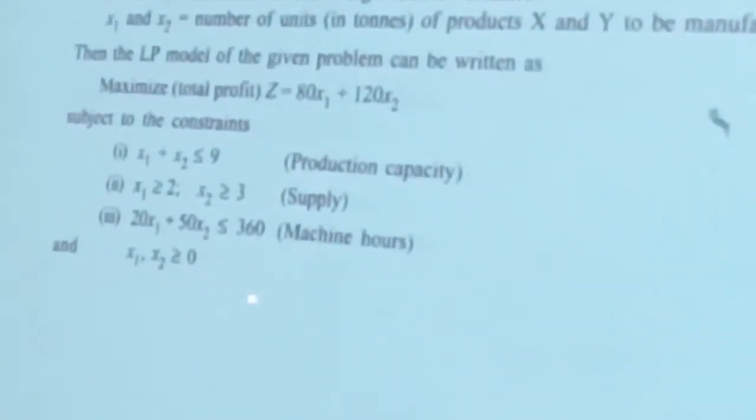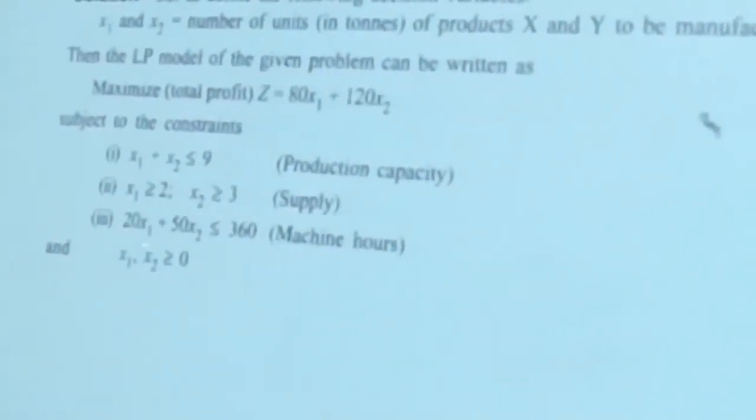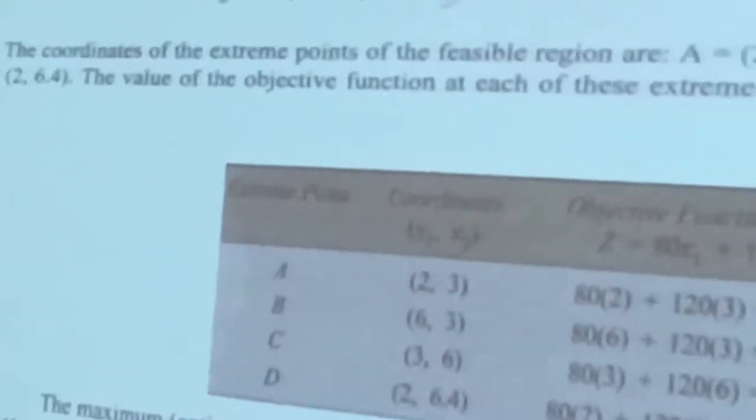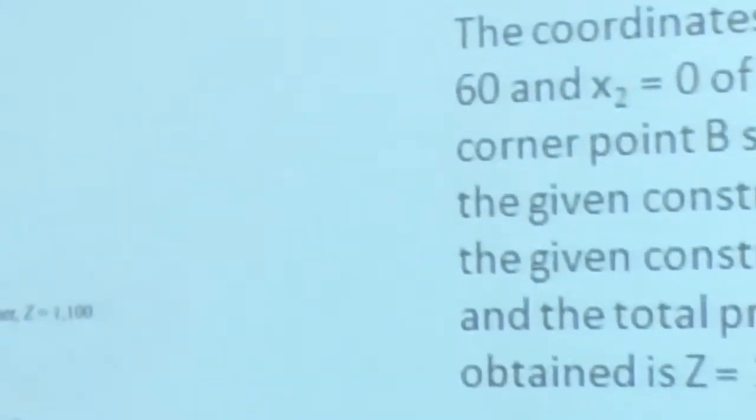The last one is the non-negativity constraint, X1 and X2 greater than or equal to 0. Now that we need to plot. Okay. Now for plotting, what do we require?